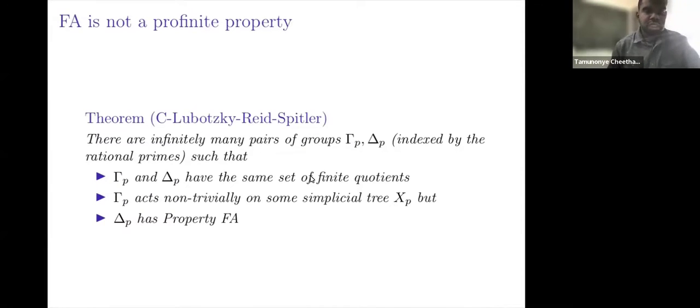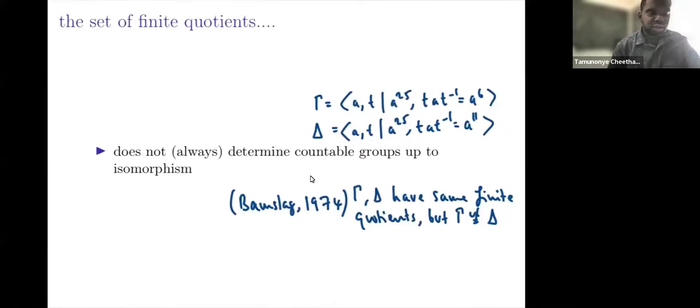So let me go and talk briefly about actions on finite quotients and the set of finite quotients. The first very important observation is that the set of finite quotients does not always determine countable groups up to isomorphism. We have these nice historical examples due to Gilbert Baumslag from 1974, where we have two groups, gamma and delta, which are sort of HNN extensions, cyclic extensions of Z mod 25Z, that have the same finite quotients, provably, but are non-isomorphic.